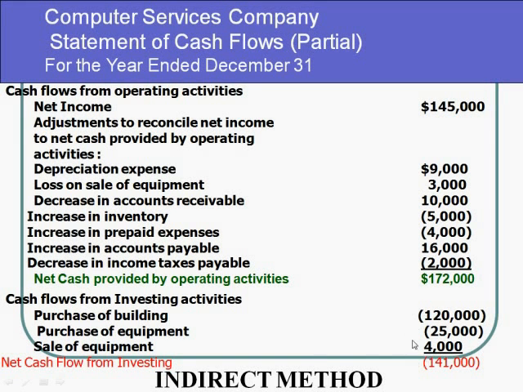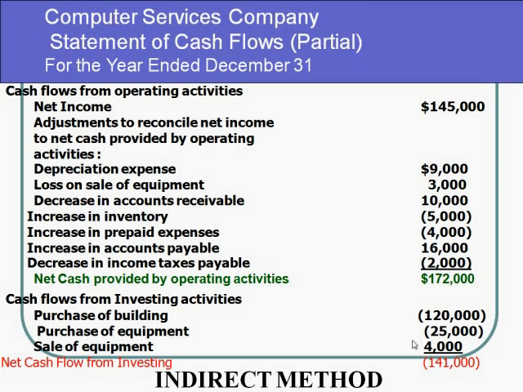So we have 3 items here. So go ahead and write those down on your worksheet on page 7. Your purchase of building, your purchase of equipment, and your sale of equipment. And you're going to show those again as indented.